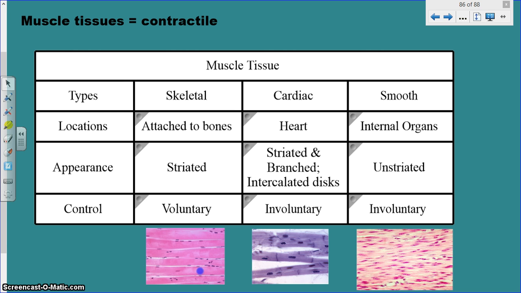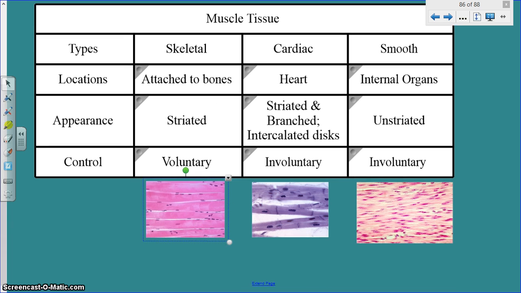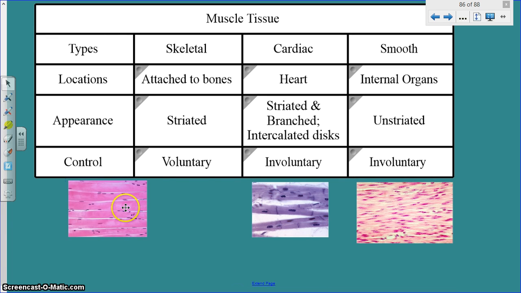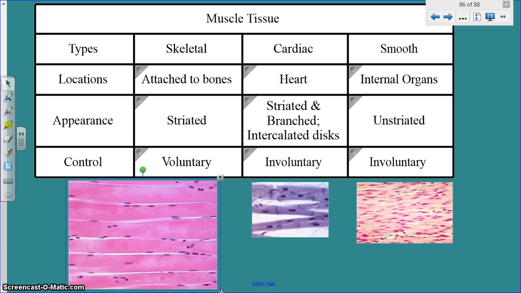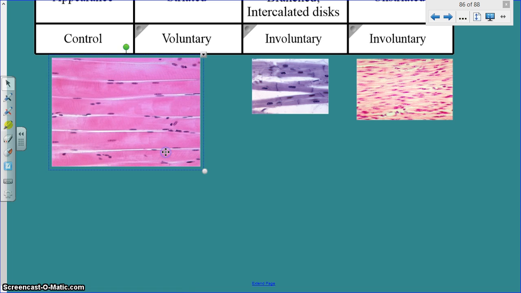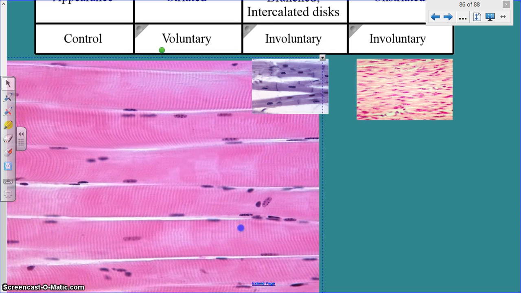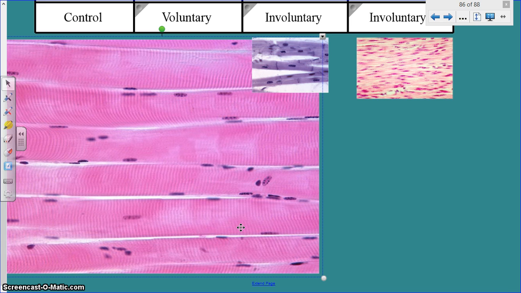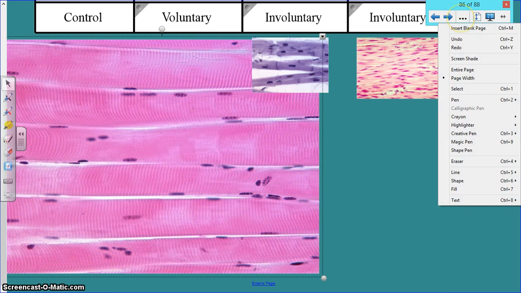So if we look at the slides, here are the pictures. Okay. All right. Let's move that down so we get some more space. This is your skeletal muscle tissue.